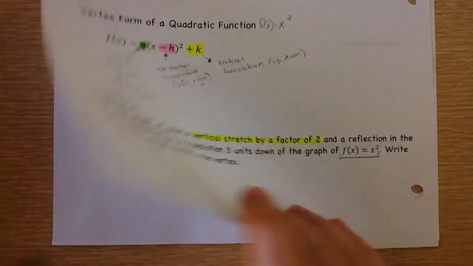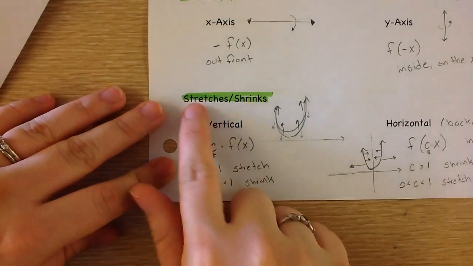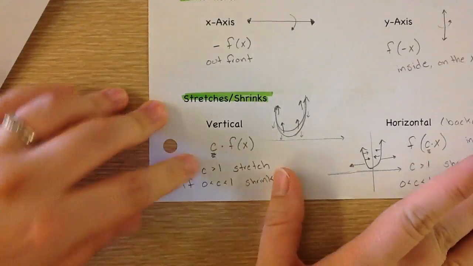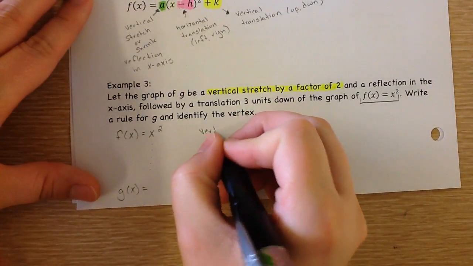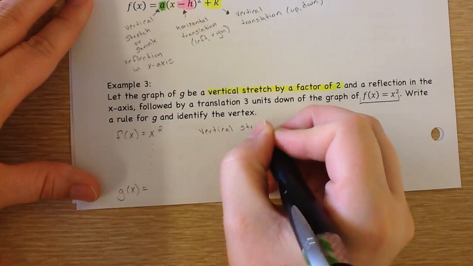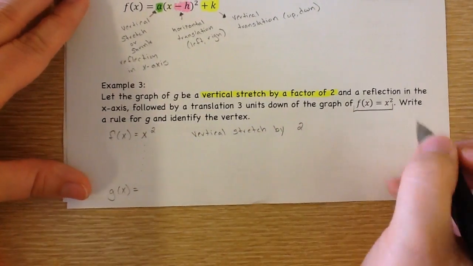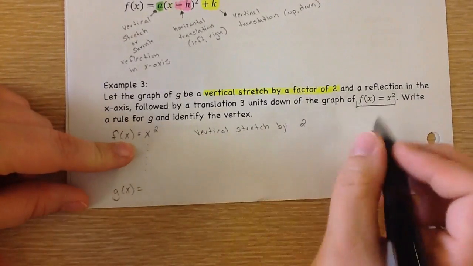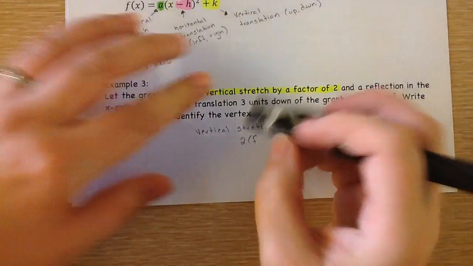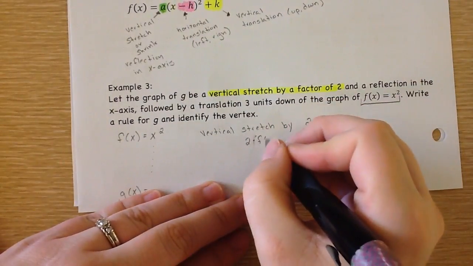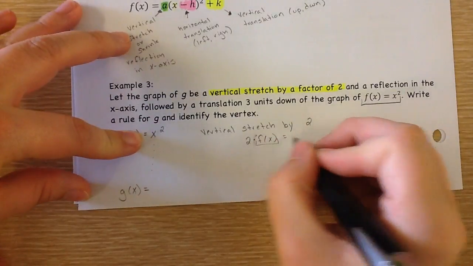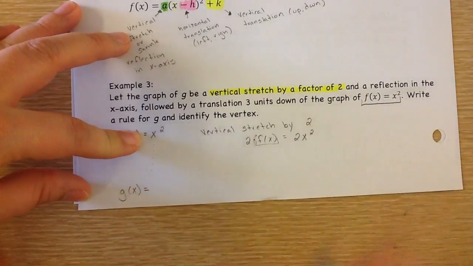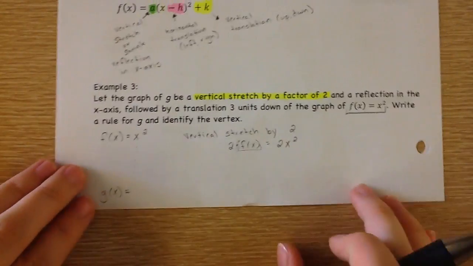Okay, so let's look back and see what a vertical stretch does. A vertical stretch multiplies out in front of the function by that number. So let's do one thing at a time. Vertical stretch by 2. What's it going to do? It's going to take my f of x and multiply out front by 2. So it's going to be 2 times my f of x. My f of x is x squared. So I want to take 2 times x squared. So there's my vertical stretch by a factor of 2.